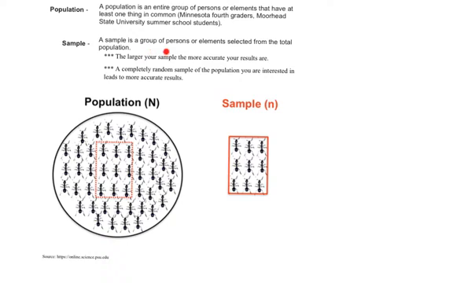The larger your sample is, the more accurate your results are. And a completely random sample of the population you are interested in also leads to more accurate results. Here's an example of the difference between population and sample in picture form. If you're looking at ants for some reason, picking 9 of those ants randomly would be a sample.